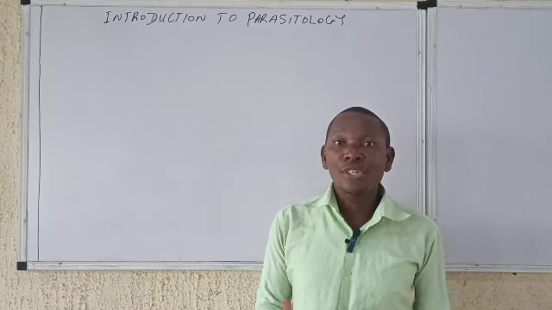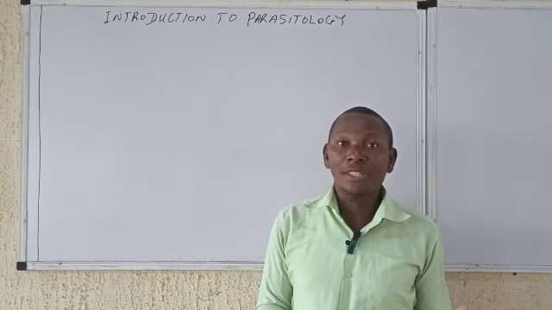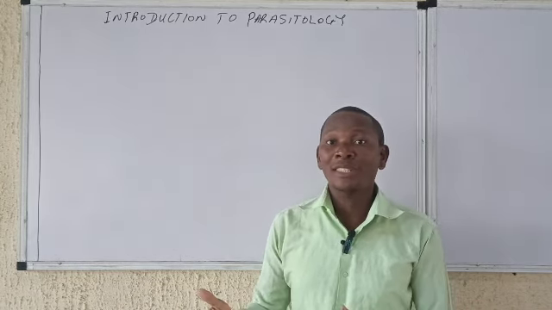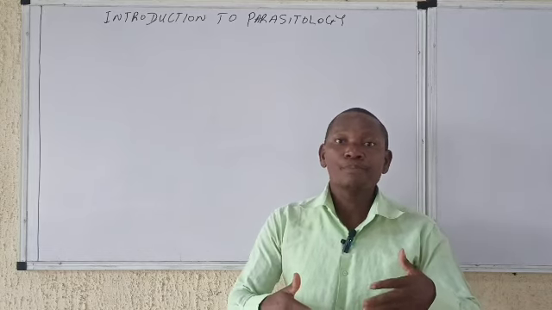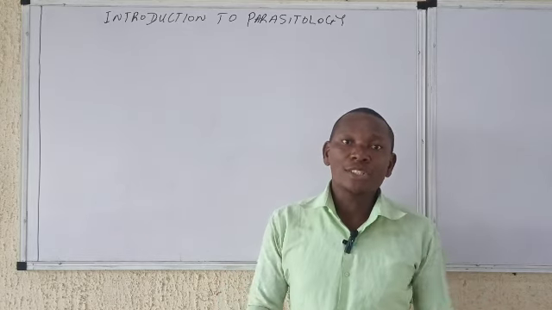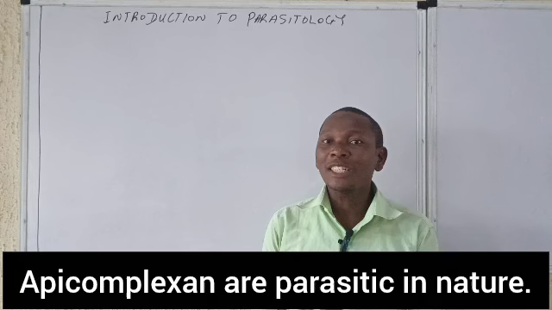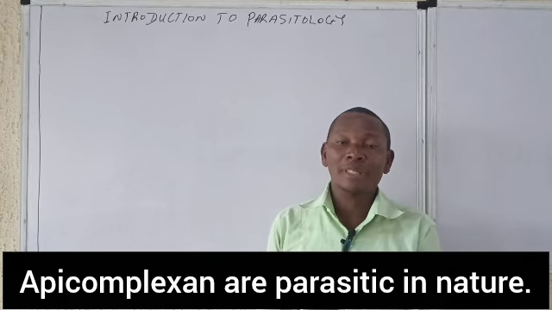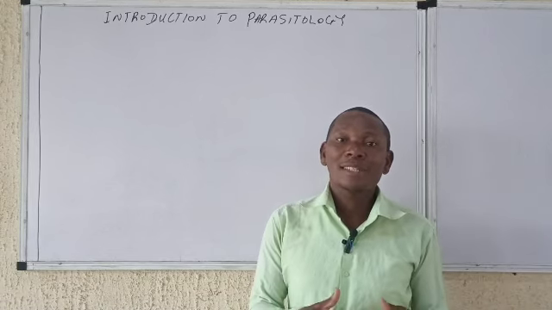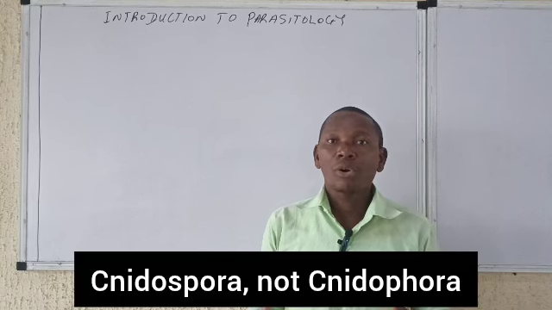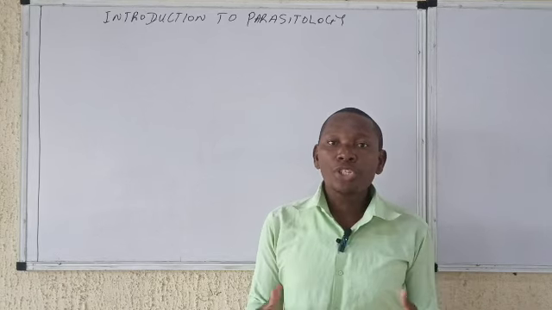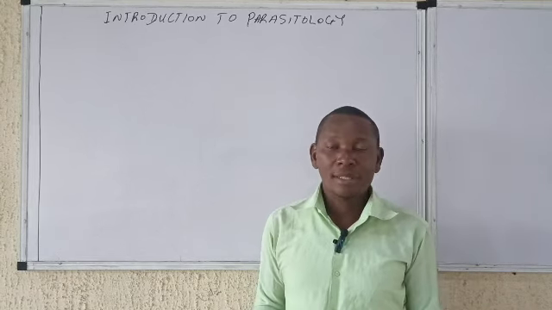We also have the ciliates. We have the free-living ciliates, the paramecium, but we also have the parasitic ciliates. Then we have the Apicomplexa. Note that the Apicomplexa are exclusively parasitic. Then we have the Cnidospora, which are also parasitic.